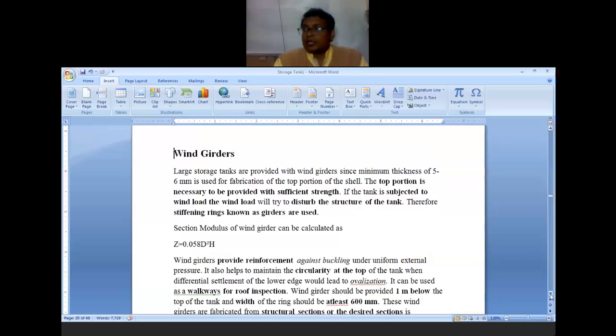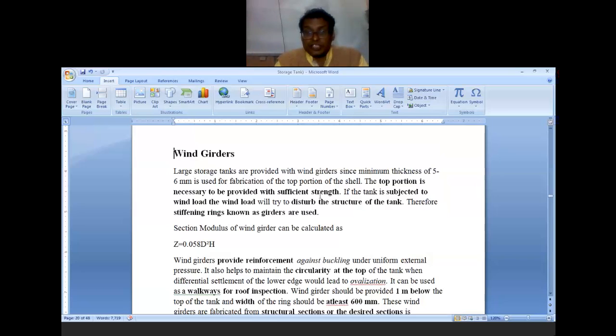So, if the tank is subjected to a certain wind load, it will disturb the structure of the tank. Now, the tank is initially more or less circular. Now I am providing a certain wind load. So what is happening? It is getting deformed. Ovalization: instead of a circle, it will become an oval. That is the deformation that will take place.